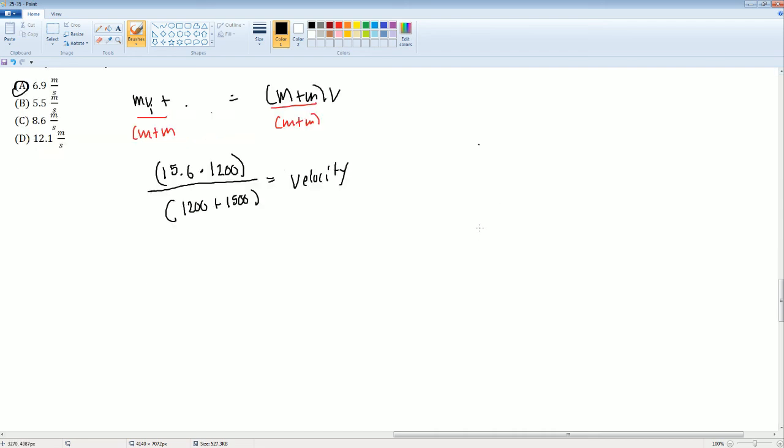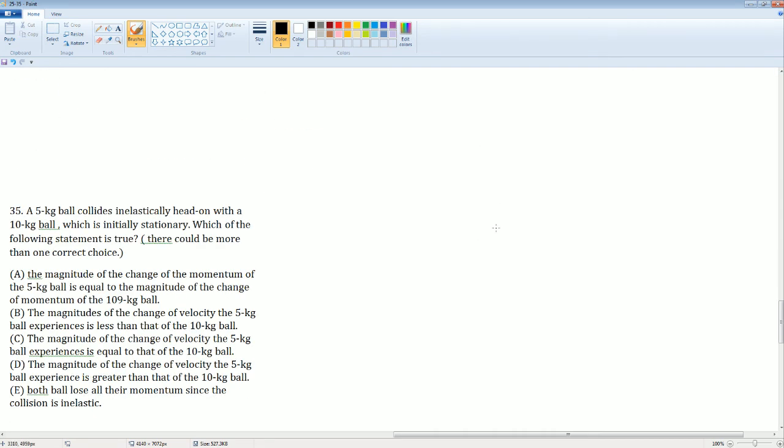35, which is the last one. What happens if a 5 kilogram ball collides inelastically head on with a 10 kilogram ball, which is stationary? Which of the following statements is true? Here's the 5, here's the bigger one, 10 kilograms. They collide, right? So let's say the velocity here was just 2. They collide. The velocity here was equal to 0. Okay, I know I spelled that wrong. It's supposed to be velocity.